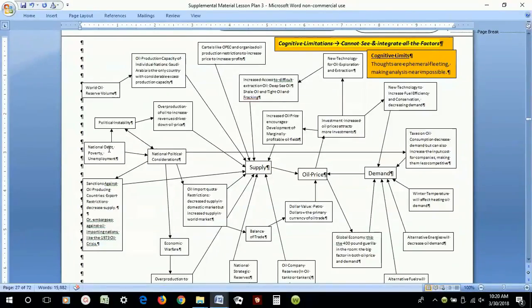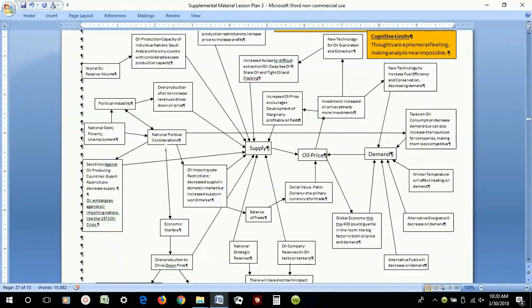So because of the situation within their country, if they have political instability and they feel they need to increase oil production, to increase revenues for the country, to improve the economy, then they may overproduce. But this has the effect of driving down oil prices, which can backfire. So this is one of the national political considerations.